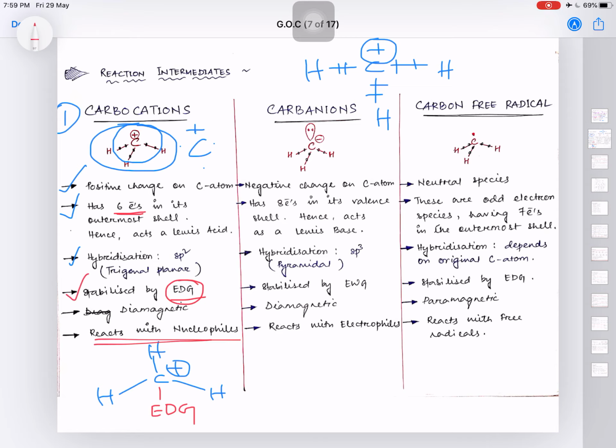And the last is the magnetic property for carbocations. Since it is having an even number of electrons, means 6 electrons, and all 6 electrons are paired. All the electrons present in the valence shell are paired in bonds, so no unpaired electron is there. That means it is diamagnetic in nature. So these are the 6 properties of a carbocation carbon. Always remember that you have to keep these 6 properties in mind, because these are very very important.